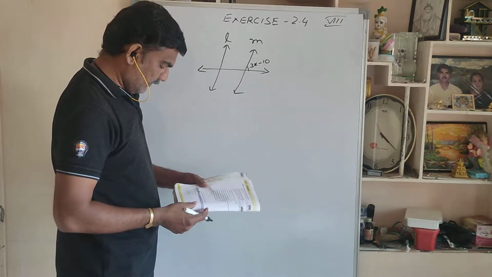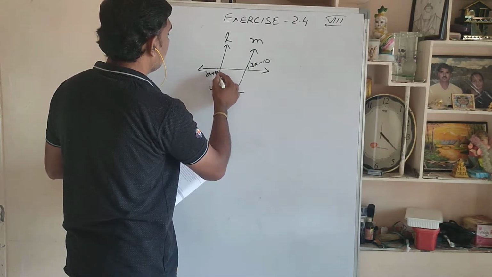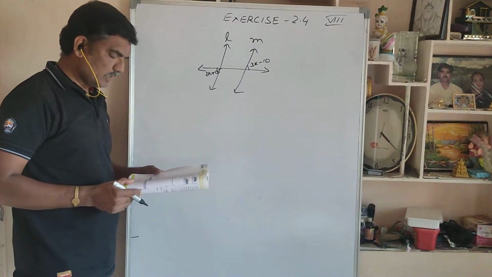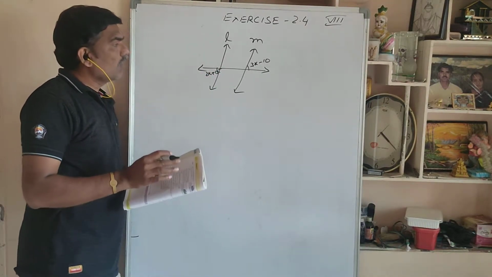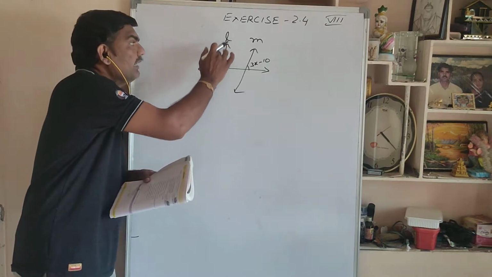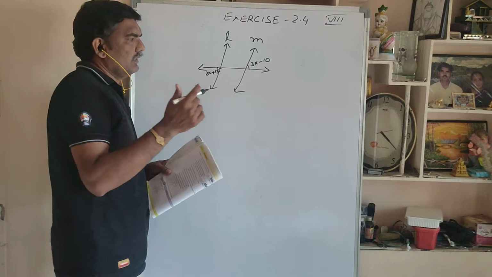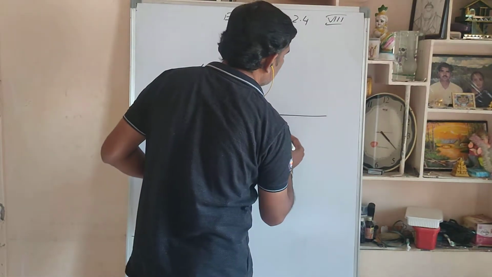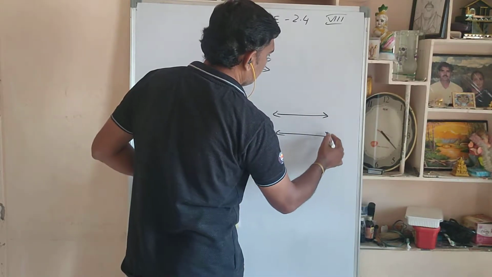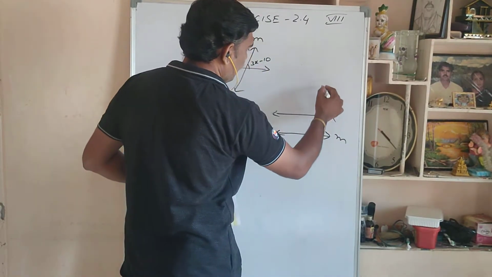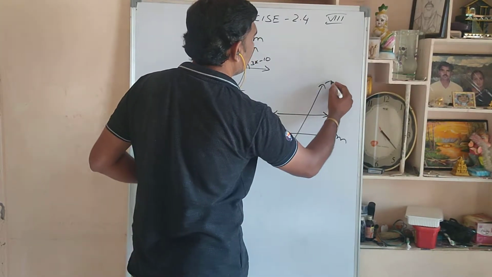And they have given one more angle. This is 2x plus 15. With the help of the textbook, see it here. What have they given for us? They have given L is parallel to M. For this, the basic idea is, if two lines are parallel, these two are L and M. What is this line called? This line is called a transversal.